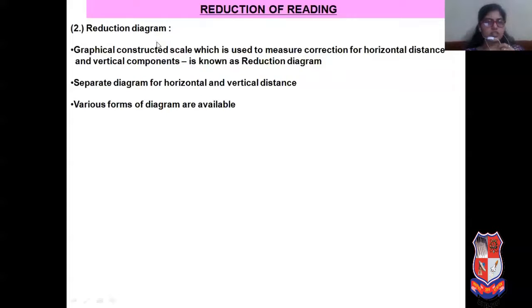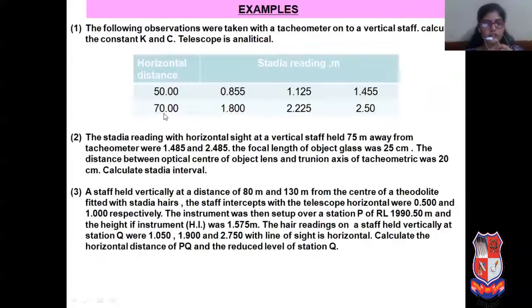The second one is reduction diagram. Reduction diagram is a graphically constructed scale which is used to measure the correction for horizontal distance and vertical components. Separate diagram for horizontal and vertical distance, and there are various forms of diagrams available. So these are the examples that you have to study, and after properly studying, you have to find out various horizontal distance, vertical distance, difference between staff station and instrument stations.